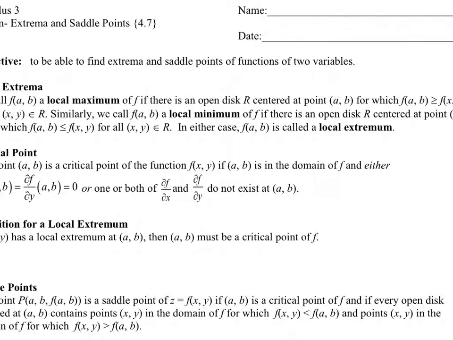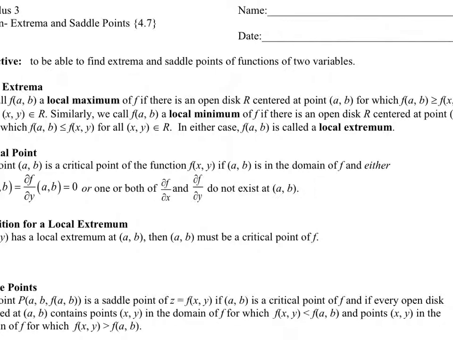Right, so we call f(a,b) a local maximum if there's an open disk R centered at the point (a,b) for which f(a,b) is greater than or equal to f(x,y). What that means is that you have a particular point that's higher or equal to every other point on the surface, or at least on that interval. Same idea for a local minimum. Both are called local extrema.